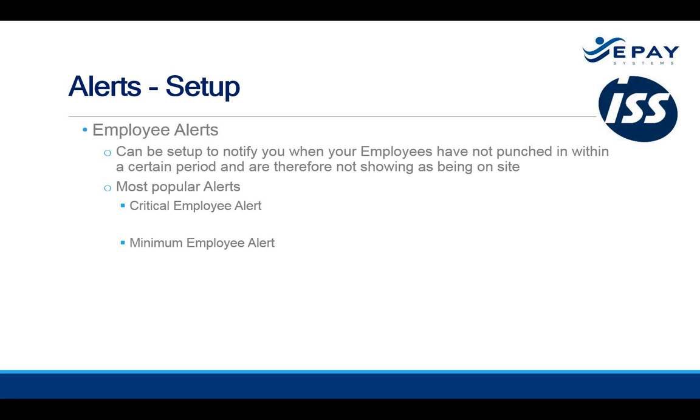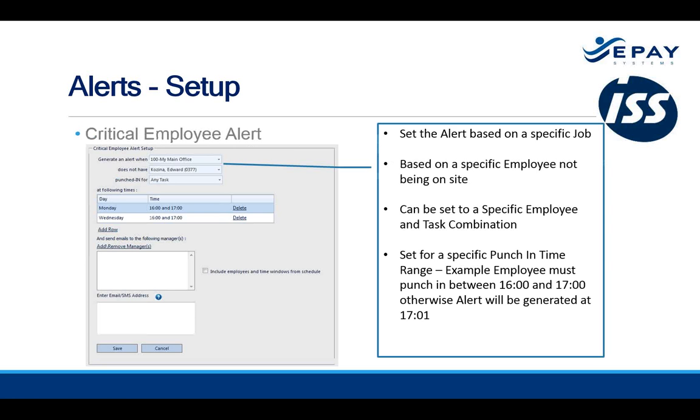So these are 2 alerts that we'll go through next. You can actually go through and see how those were set up. Now each of them are set up a little differently. The first one, the critical employee alert, allows you to set the alert based on a specific job. Now this one you can't say all jobs. You have to be specific here because the system is going to be looking at one specific job, and then it's going to ask you to specifically identify that employee that you want to make sure is on site.